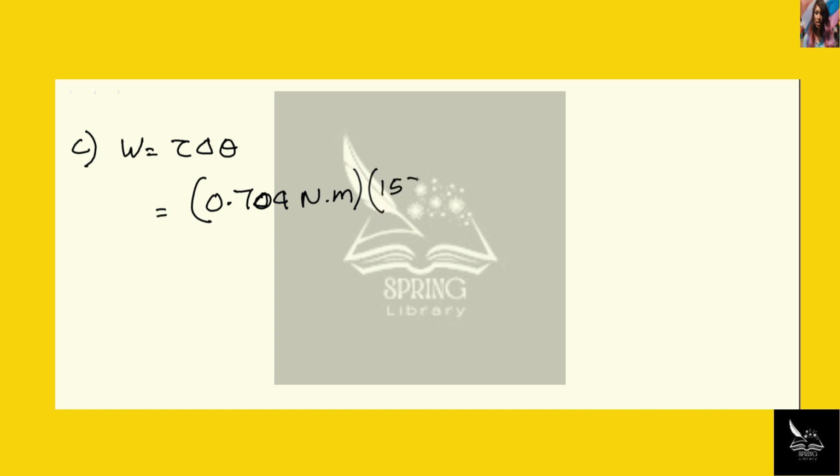For part C, where we need to find out the work done, we know that work done is tau times delta theta, where theta is the angle. So that's going to be 0.704 Newton meter times 157 radians. So that gives us 111 joules.